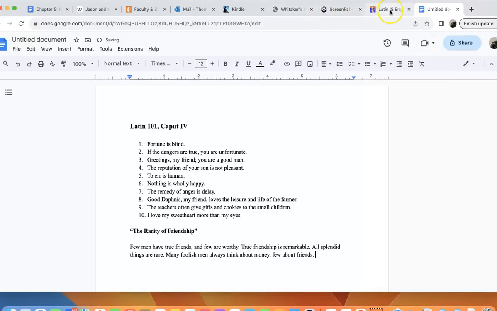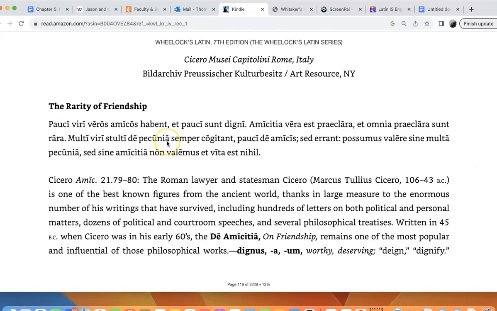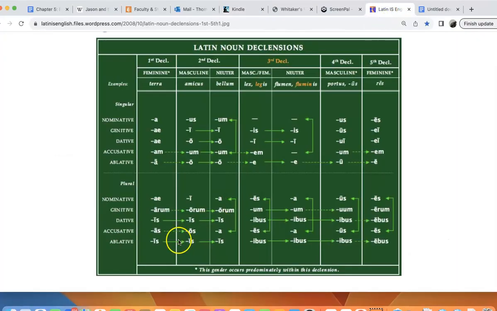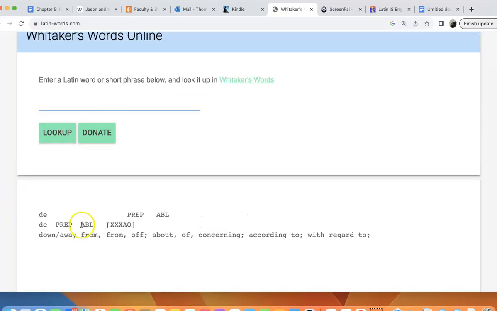Now the de we had before in chapter 1. The de means about, and it's always followed by the ablative. So first declension ablative singular is a. But then second declension ablative plural is is. So if we look at our endings here, there it is, second declension ablative plural is. Why? Because de means about, and is always followed by the ablative. We had this in chapter 1. If you can't recall, you got to take a look at the grammar here. And once again, from is its most common way to translate it.